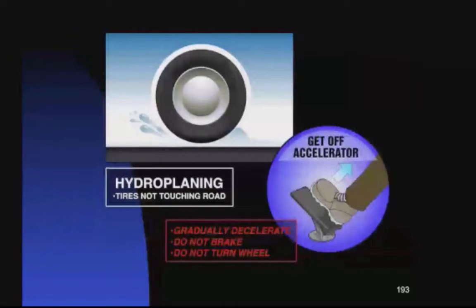Tires not touching the road. Get off the accelerator. Gradually decelerate. Do not brake and do not turn the wheel.